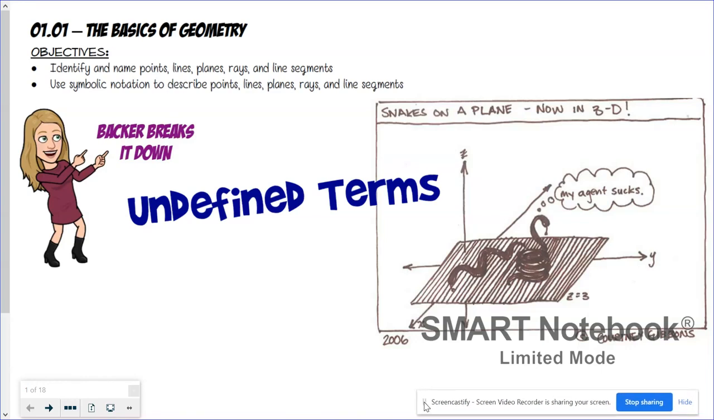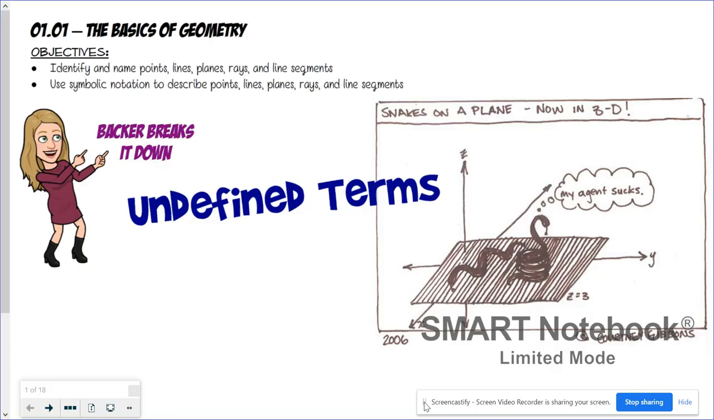Hi, everyone. In today's episode of Becca Breaks It Down, we're going to take a look at undefined terms. Now, as you know, a definition is a statement that clarifies or explains the meaning of a word or phrase.